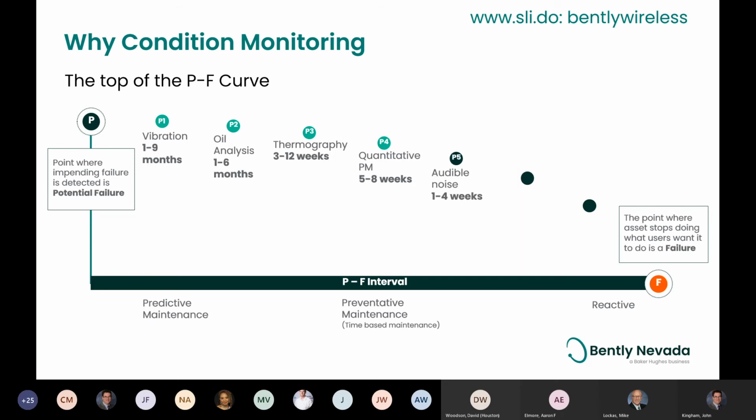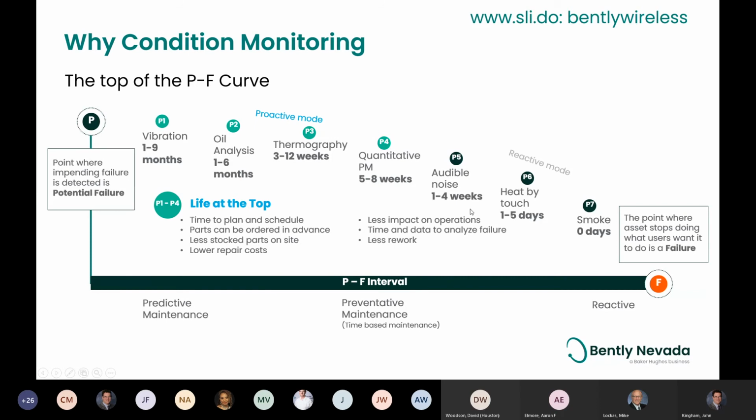Audible noise, 1 to 4 weeks. Back when I was doing MDS work, which again was 30 years ago, customers would call up and say, hey, the vibration levels have been high, but now my operator is hearing something different with the machine. It's time to come in and look at it. Heat to the touch, 1 to 5 days. And then smoke is a very good indicator that you have a problem. But as you can imagine, it does not give you much time to react.